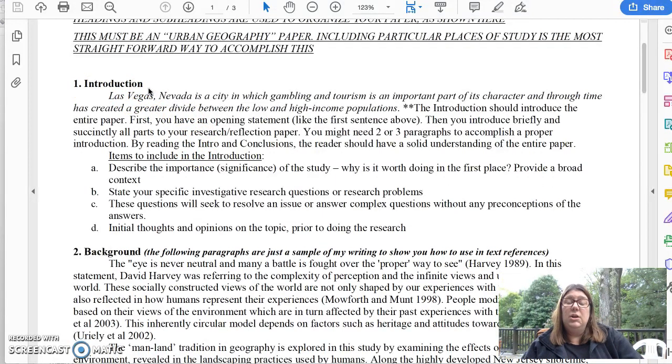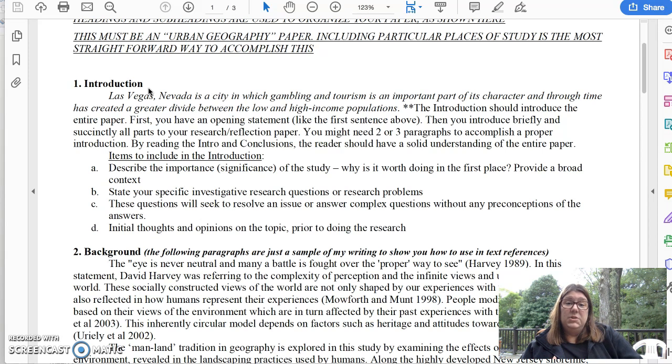And in your introduction, you're going to give a brief introduction to your topic and your location, your urban places, okay? And so you're going to talk about why this is worth studying in the first place. You're going to provide a broad context to your topic, and that's pretty much in the first paragraph. In the second paragraph, you'll include your research questions, and you might have a third paragraph as well. Maybe your research questions go in your third paragraph. You'll have 2 or 3 paragraphs in your introduction, okay?